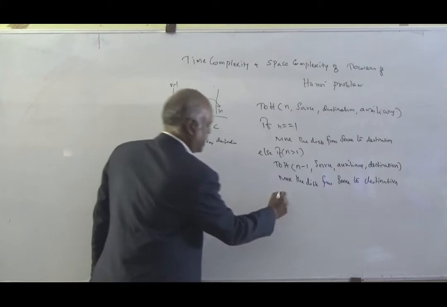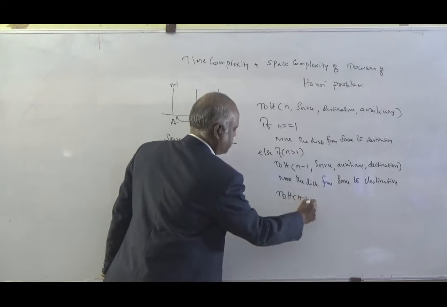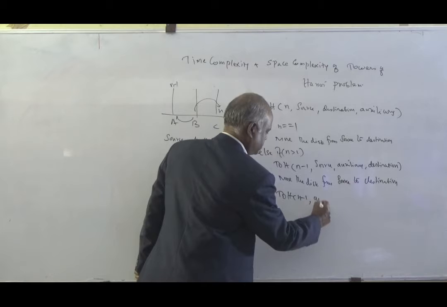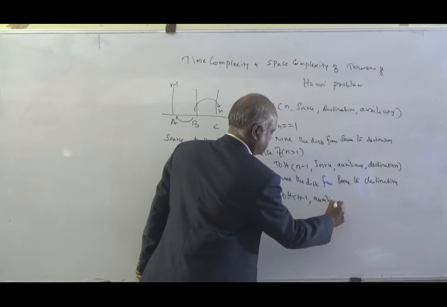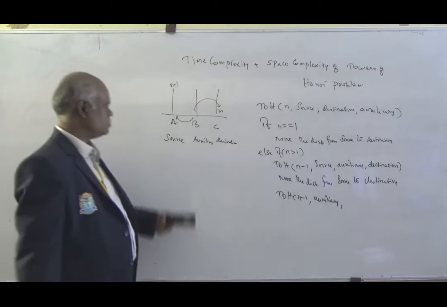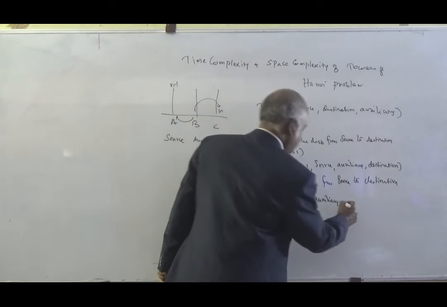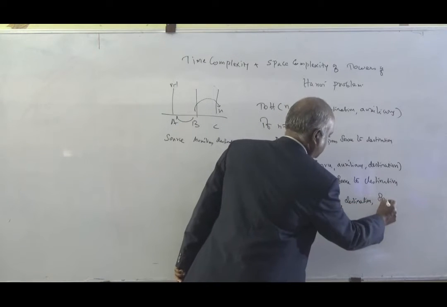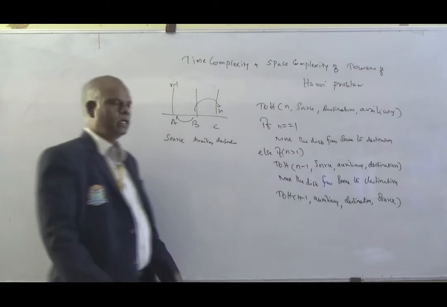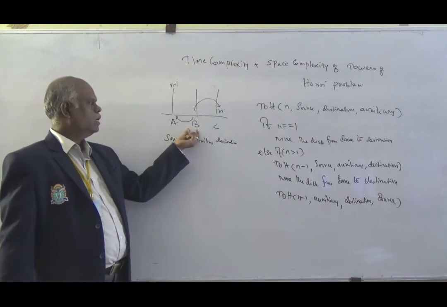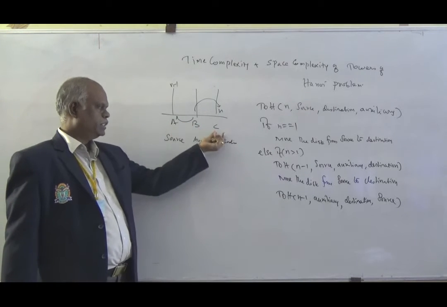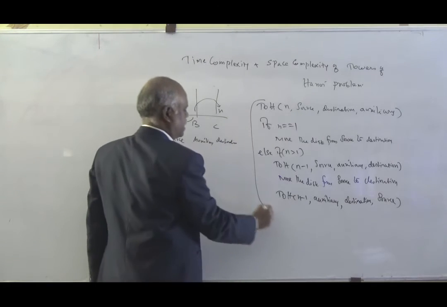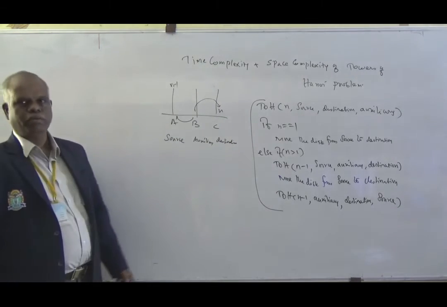Now again you call the function towers of Hanoi, n minus 1 disks, from the auxiliary to destination using source as intermediate. That means there are n minus 1 disks here. So from auxiliary to destination, using this as temporary, we have to move them. So this is the recursive procedure for the towers of Hanoi problem.